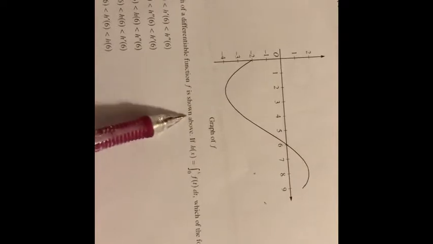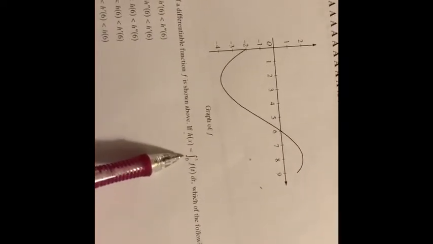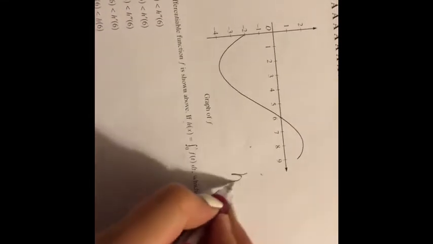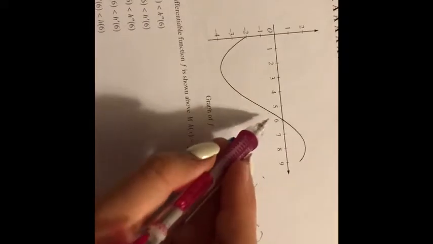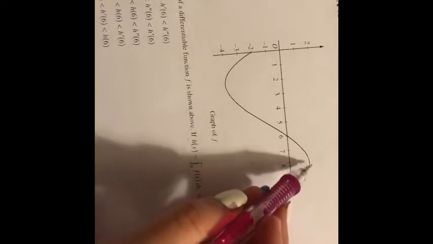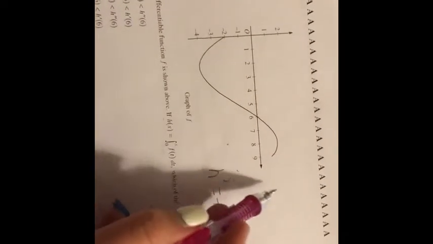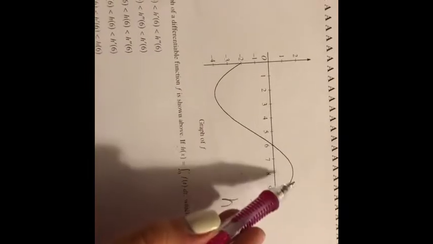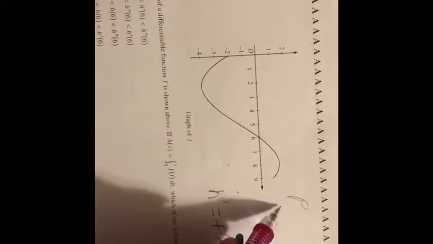Okay, so for this one, we have to do some out-of-the-box thinking. The graph of a differentiable function f is shown above. If h of x equals this, which of the following is true? So the derivative of h equals f of x. So this would be like the graph of the original function's slope. So this is the graph of the slope. Like if we're doing position, velocity, acceleration, this would be the velocity graph. That's why I like to think of it. Okay, so which of the following is true?